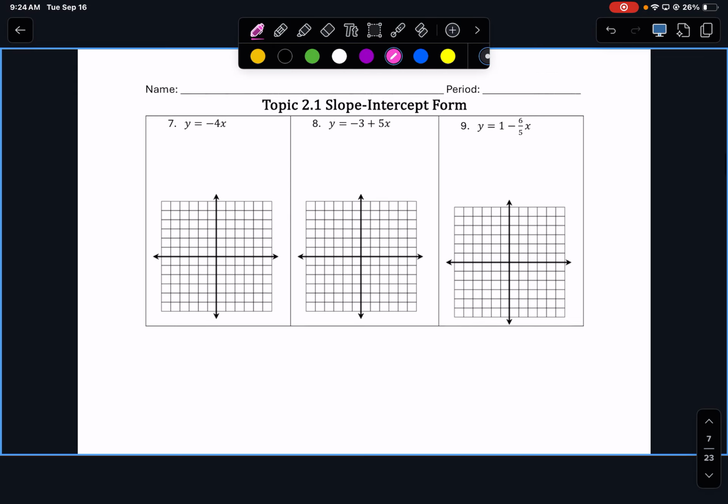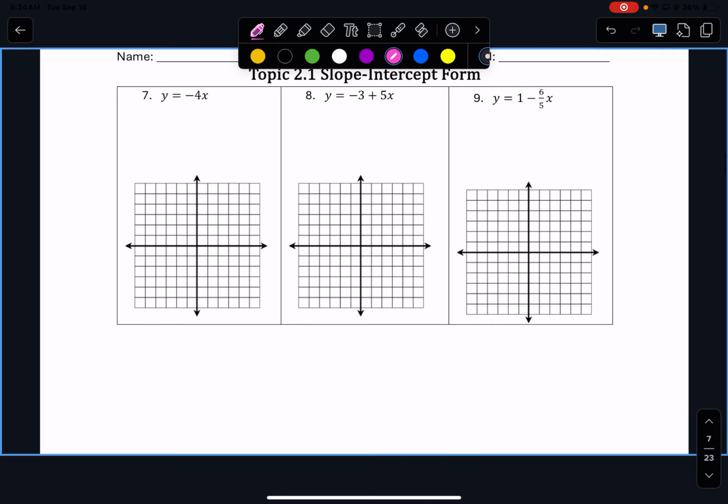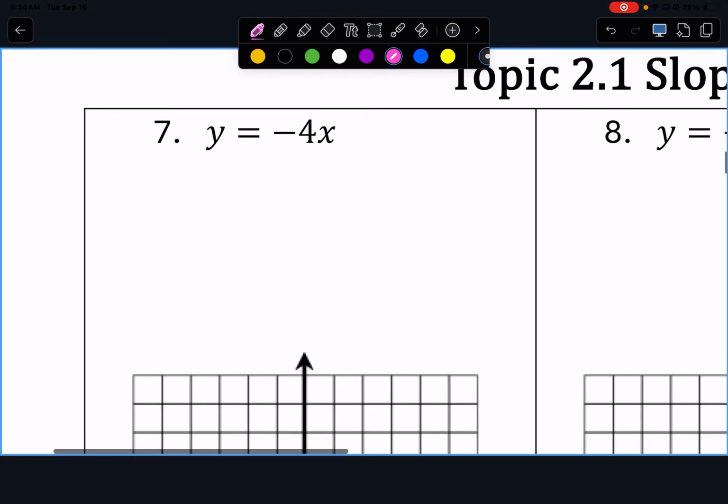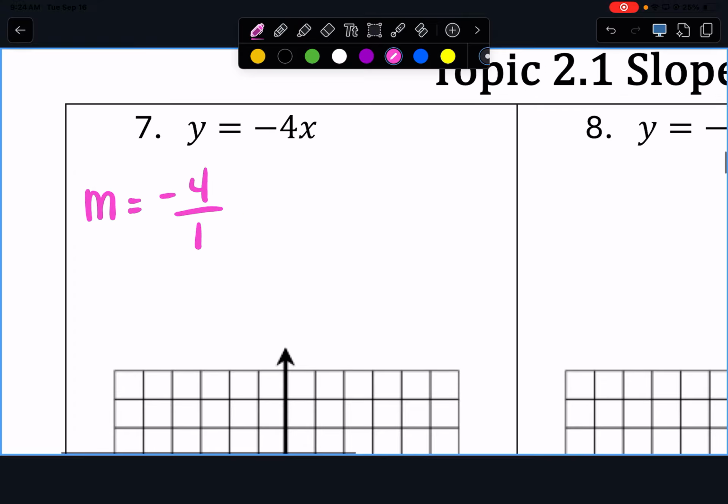All right, now before we do this, I'm going to let y'all graph, but we're going to talk about each equation. So for 7, what is our slope? -4/1. There's no one. Yep. What's our y-intercept? 0.